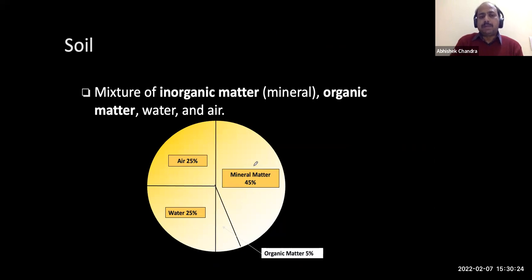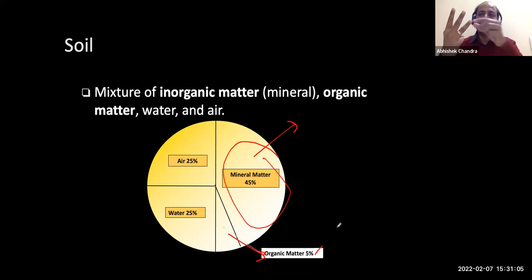We already discussed this, but here it comes again. You can see this 5% is the organic matter, which basically comes after death and decay, as you read in our food chain and food web. After plants and animals die and decay, microorganisms convert them into organic matter. So this 5% basically comes from the ecosystem, the food chain, and the food web. And this 45% comes from the weathering of rock, and it changes with the different types of soil.